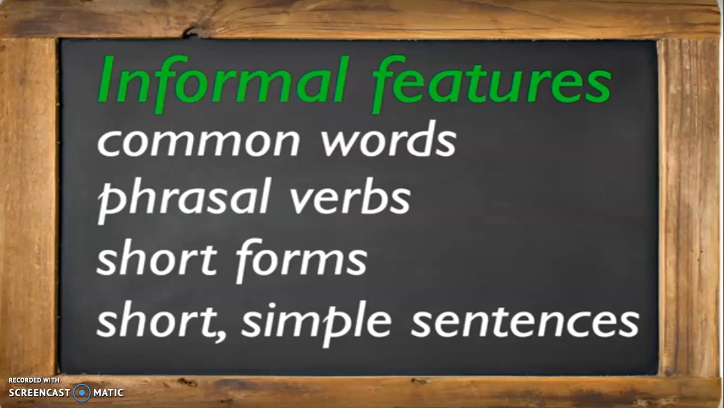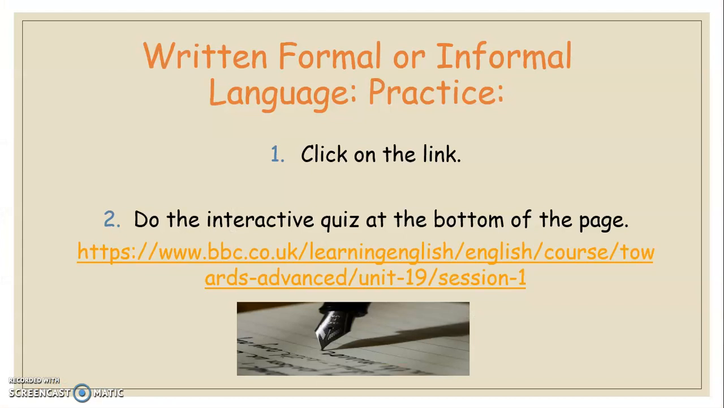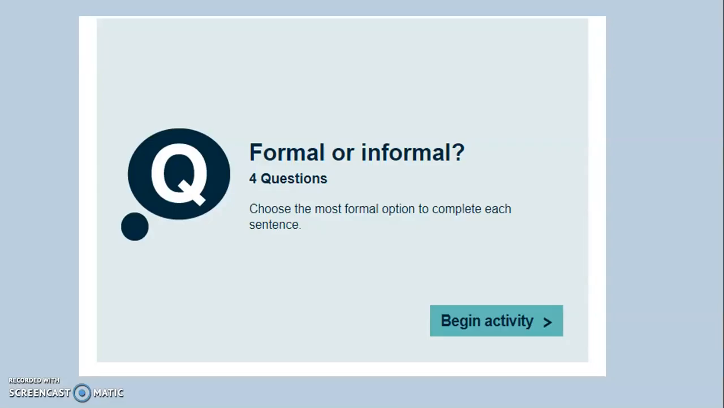Okay, so informal writing features: common words, phrasal verbs, short forms and short simple sentences. Formal features: formal words, full forms, passive structures and complex sentences. So, using those tips, click on the link and do the interactive quiz at the bottom of the page. This is what the quiz looks like when you get to the bottom of that page.